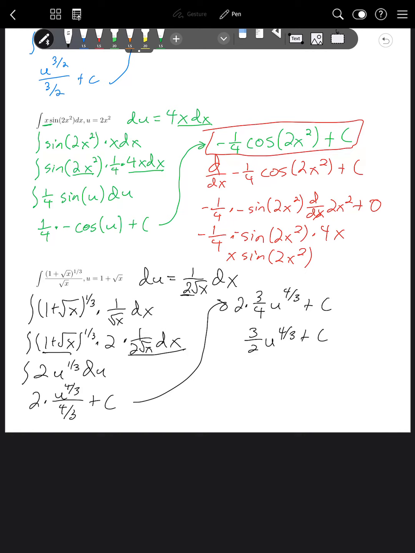And then we can substitute u back in. So this is 3/2 times 1 plus the square root of x to the 4/3 plus c. Okay, so that's the idea of how this substitution rule works.